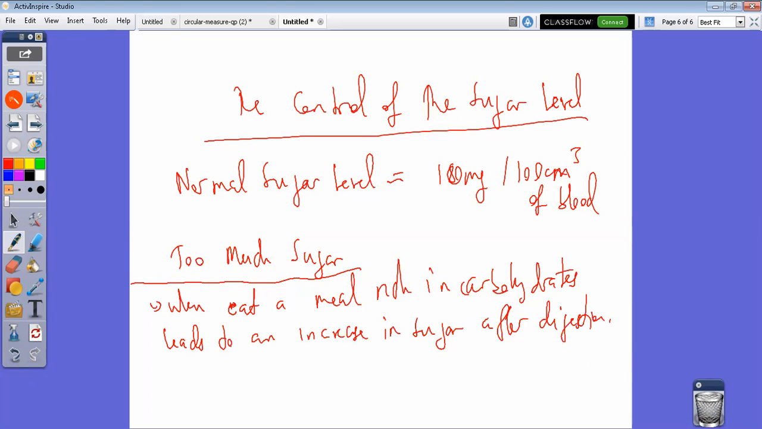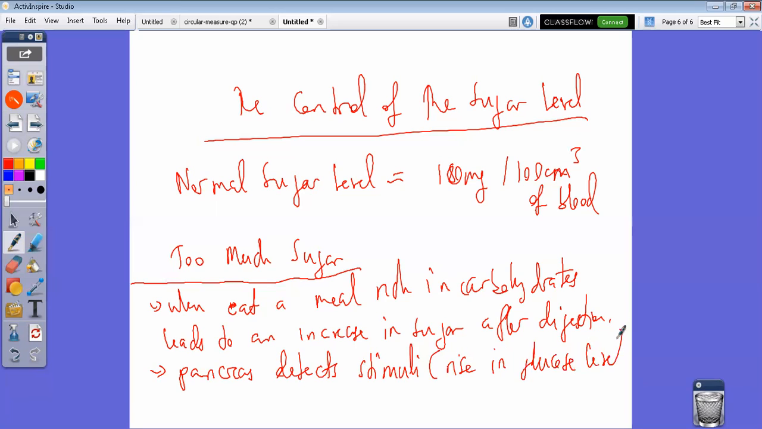Clear? Remember, we talked about negative feedback. What detects the sugar level is not the brain, it's the pancreas. So the pancreas detects stimuli. Stimuli is the change. In this case, we're saying the rise in glucose level in the blood. Clear?